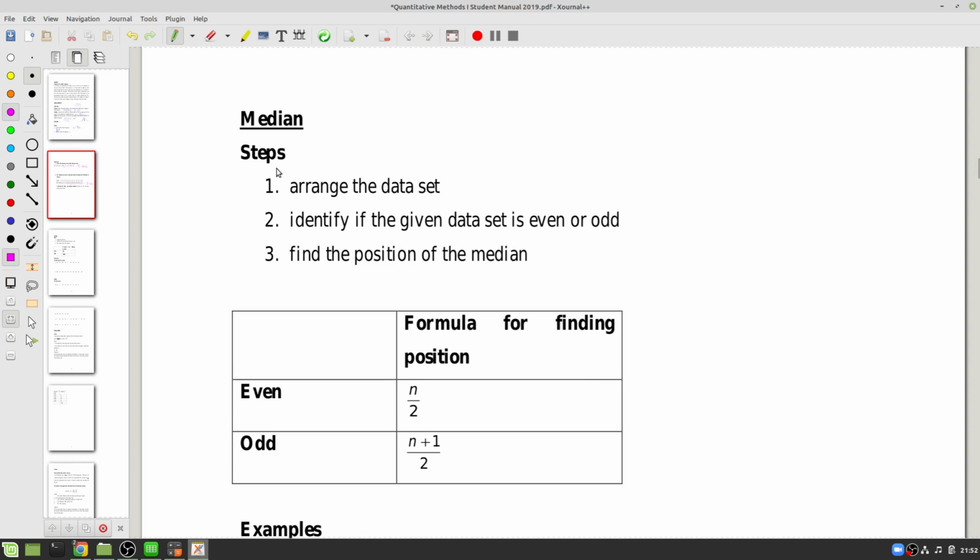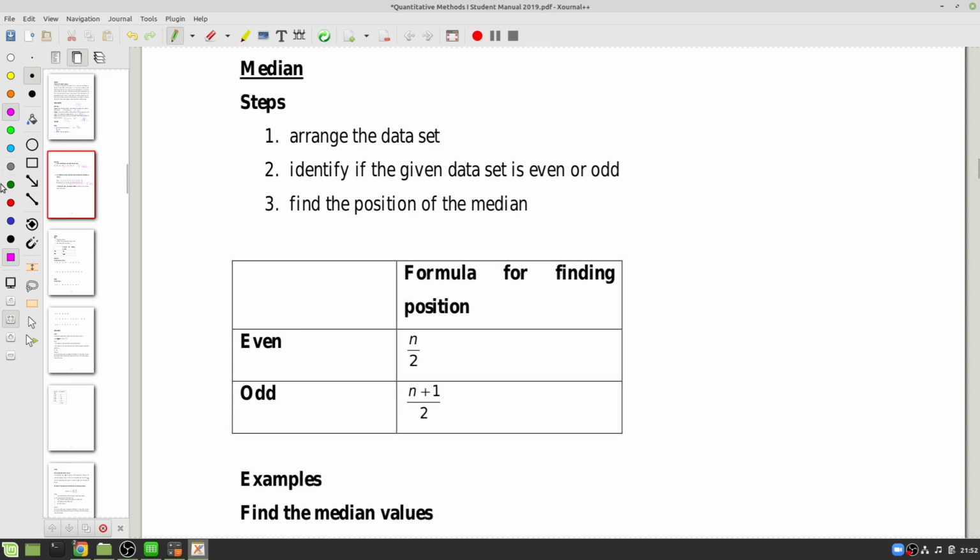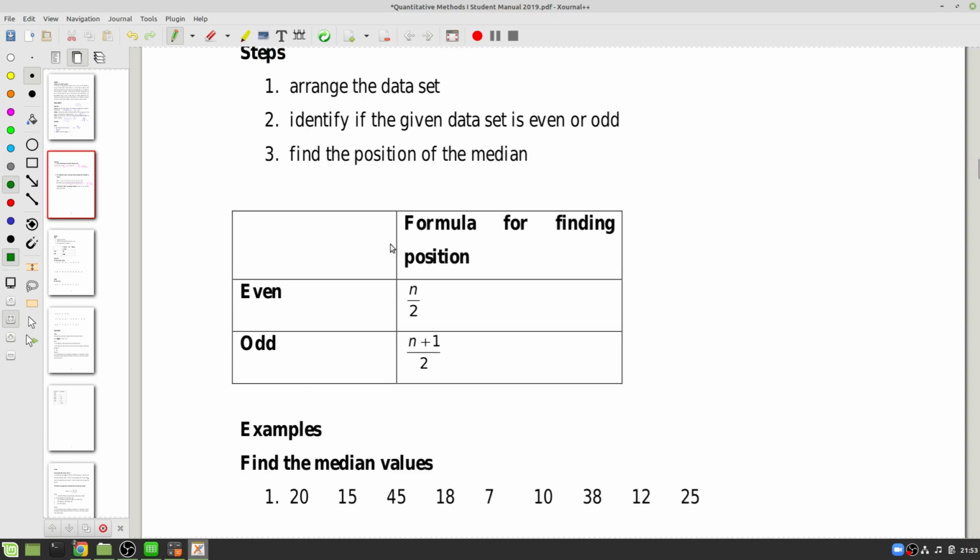Okay, median. For the median, we have to arrange the data set from smallest to largest. Then we have to find out if it's even or odd. This part is interesting. Not all courses make a distinction between even and odd in this way, but since it's here, we will do this. We find out if there are an even or odd number of things, because that will influence our formula for finding the position we're looking for. Then we find the position of the median by applying this formula, and we just read off the value at that position.